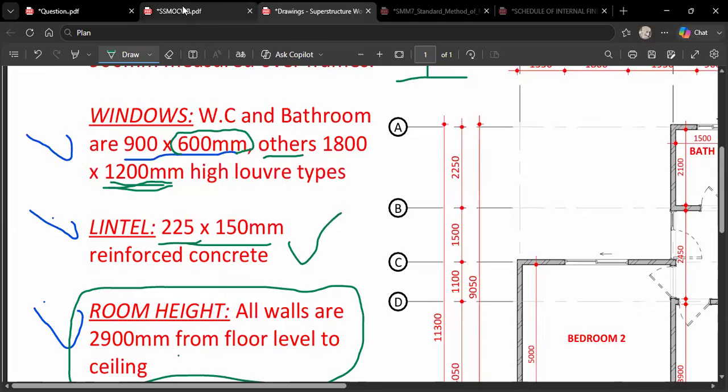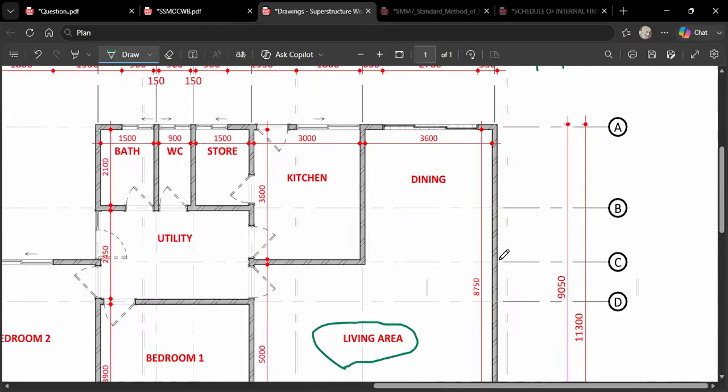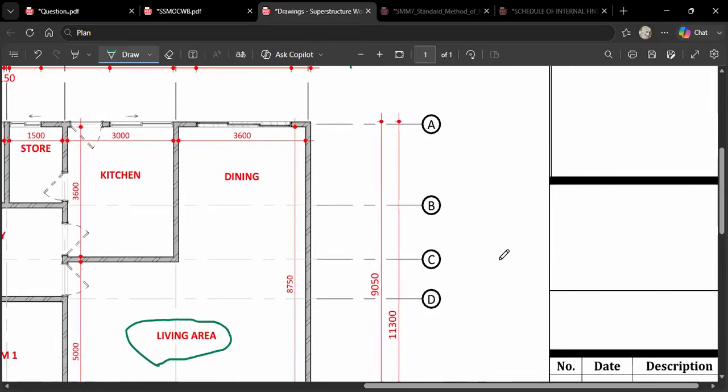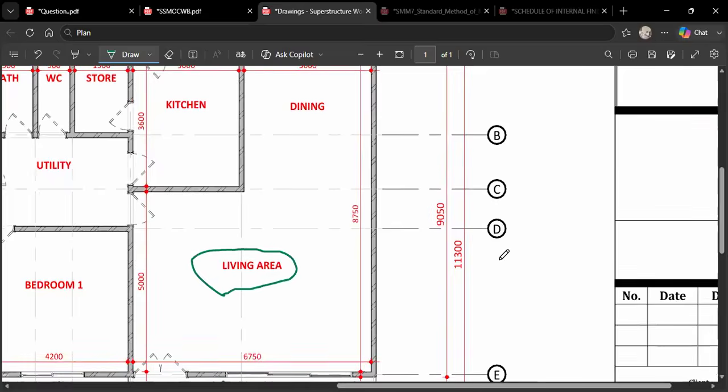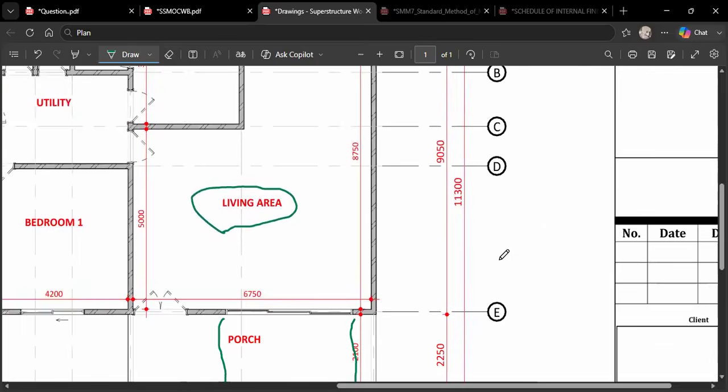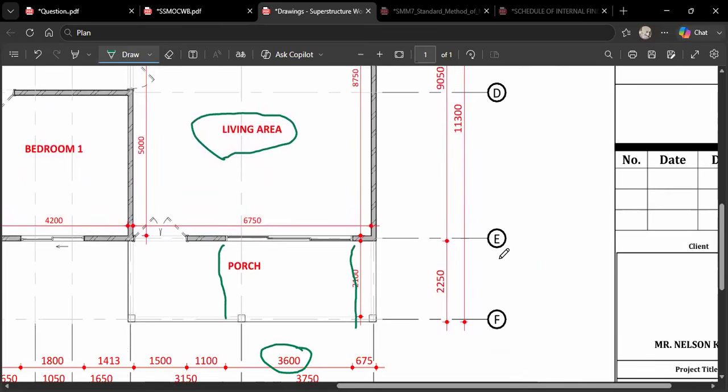We are going to multiply it by what? The length over here, 3,600, we are going to multiply it by 1,200. So this is the length of this window in the living area. So it's going to become what? 3,600 divided by 1,000 is going to be 3.6, times 1.20. You see, that is how it's going to become.